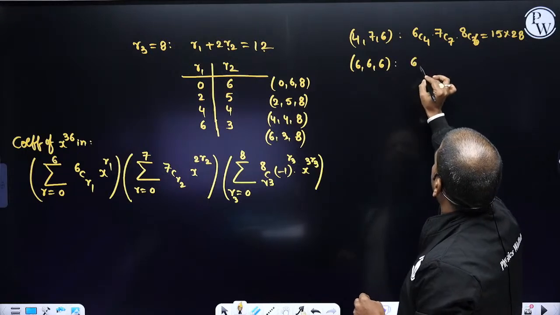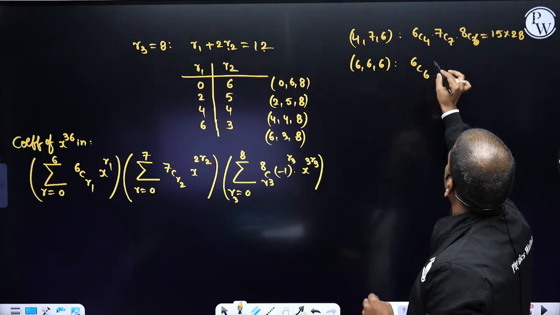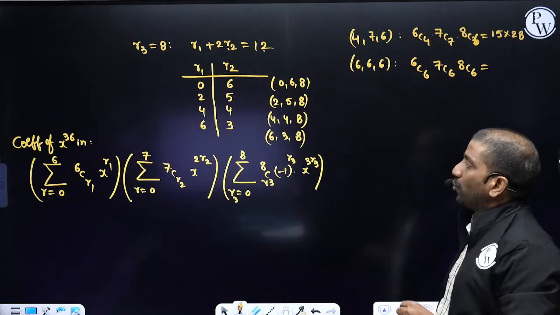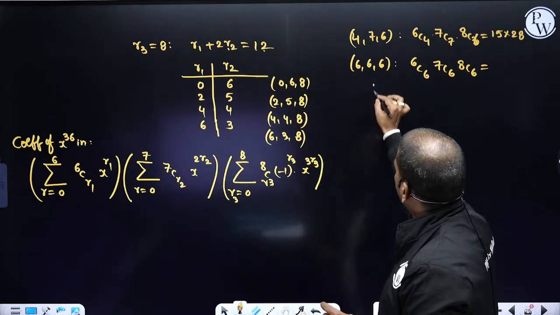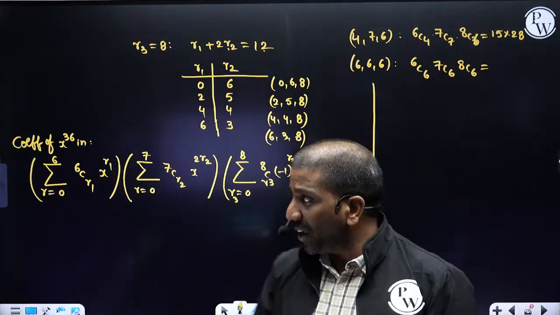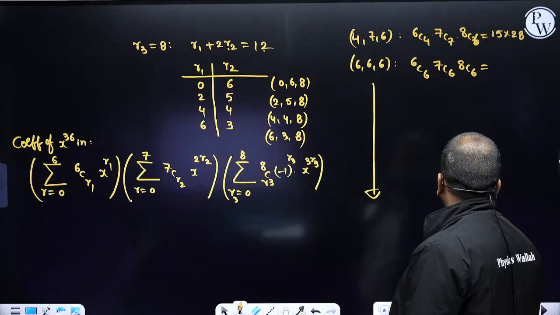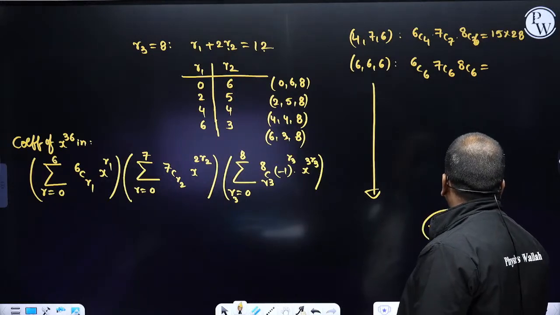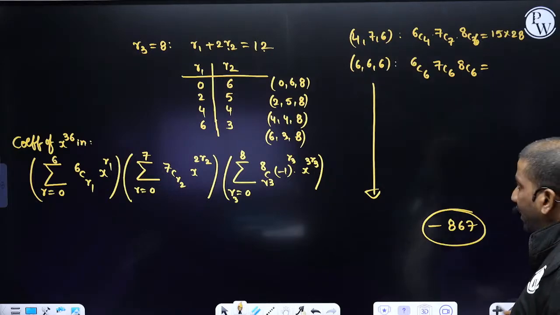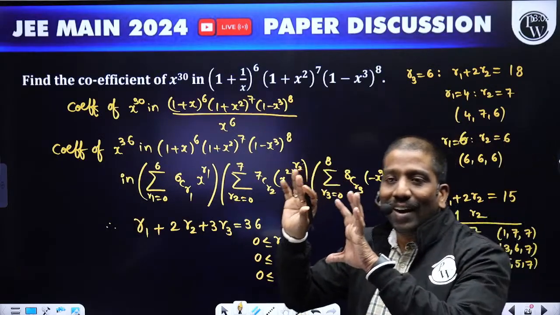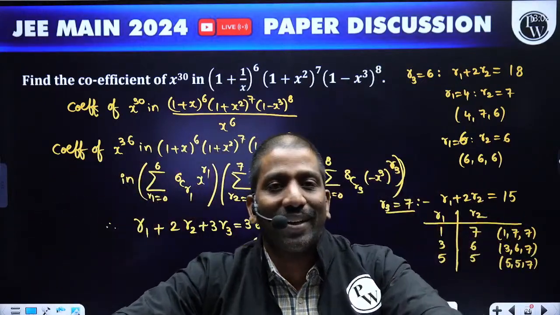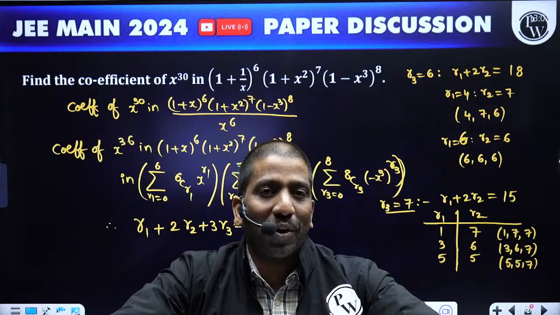Next, 6c6, 7c6, 8c6. That's what we need to find, like in all cases. Okay. So probably we will get something like 800 minus 867. That is what we are getting here. This is the lengthy question. Lengthy question in all 10 sessions. The lengthiest question we can say.